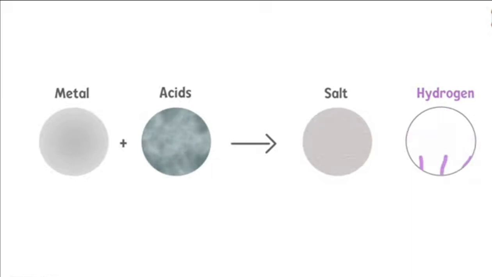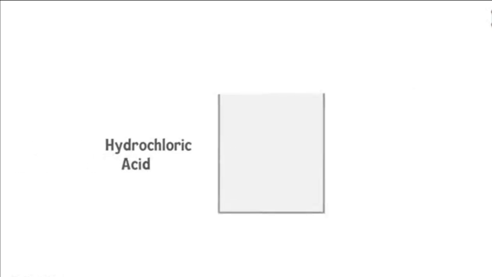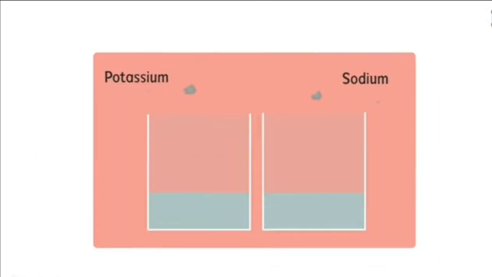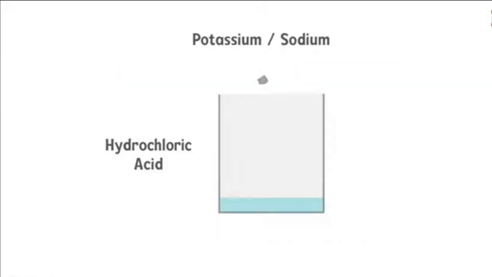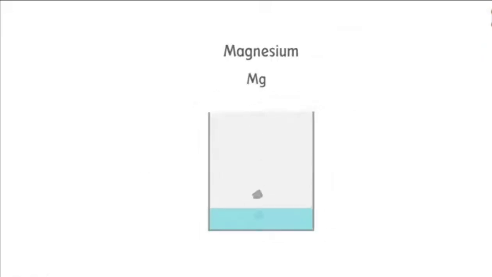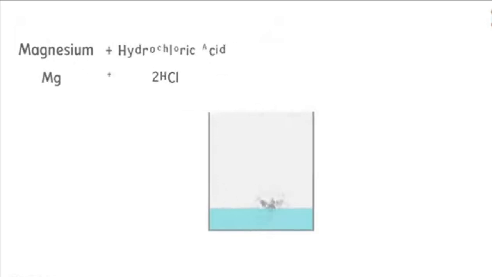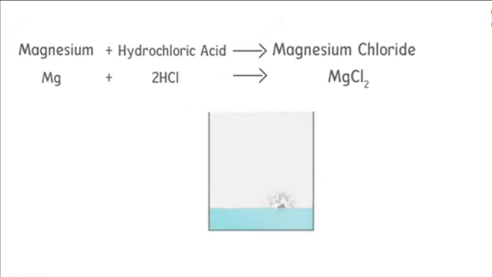Now let us discuss the case of potassium and sodium when they react with HCl. What is the reaction? When potassium and sodium react with HCl, the reaction is very vigorous and furious. However, when magnesium reacts with dilute HCl, it forms magnesium chloride and hydrogen gas is evolved. Also we can see the formation of bubbles.